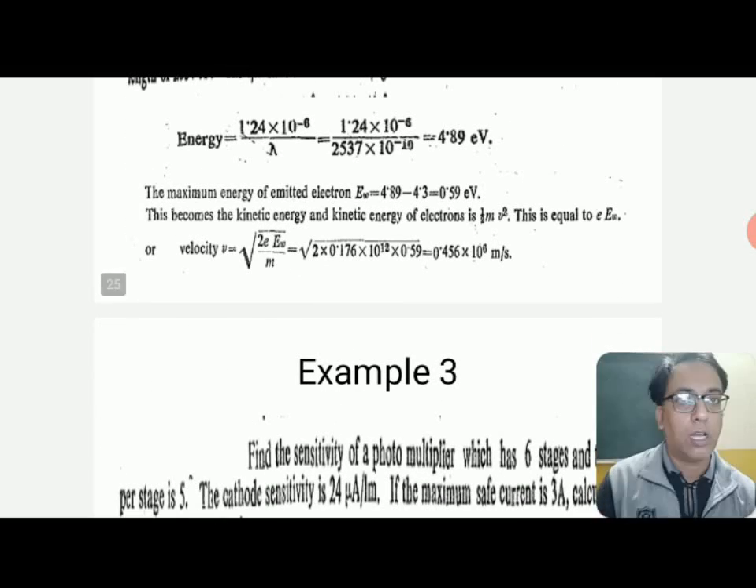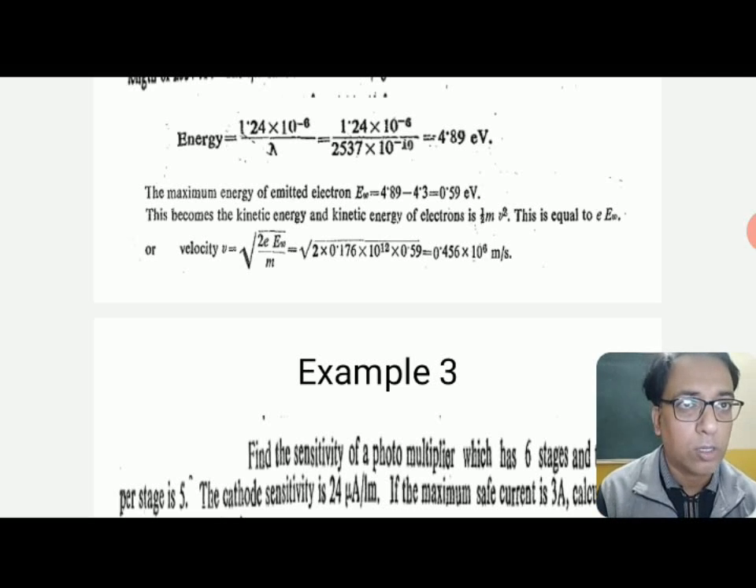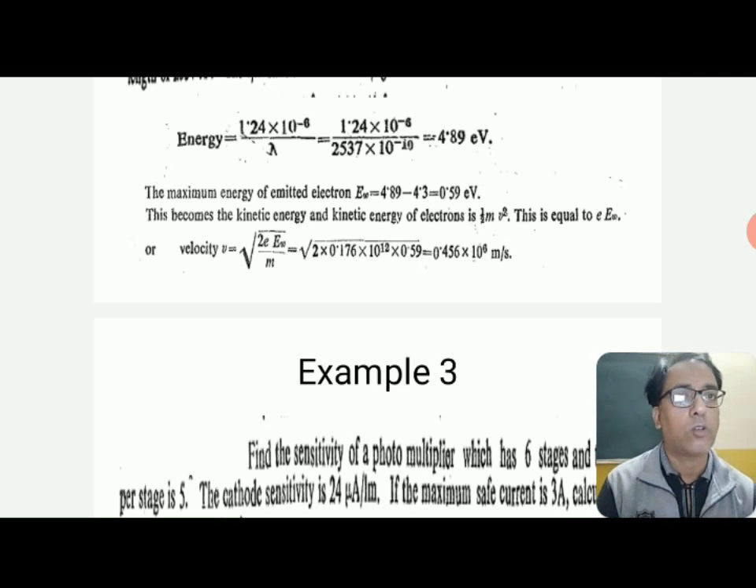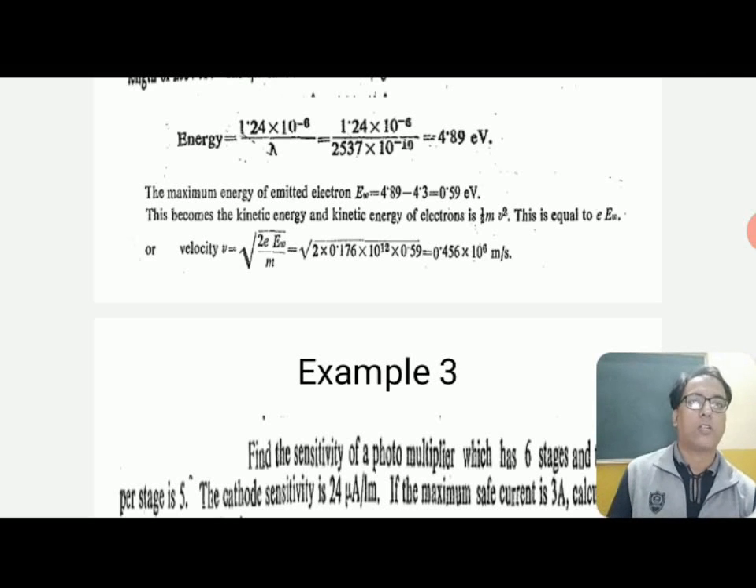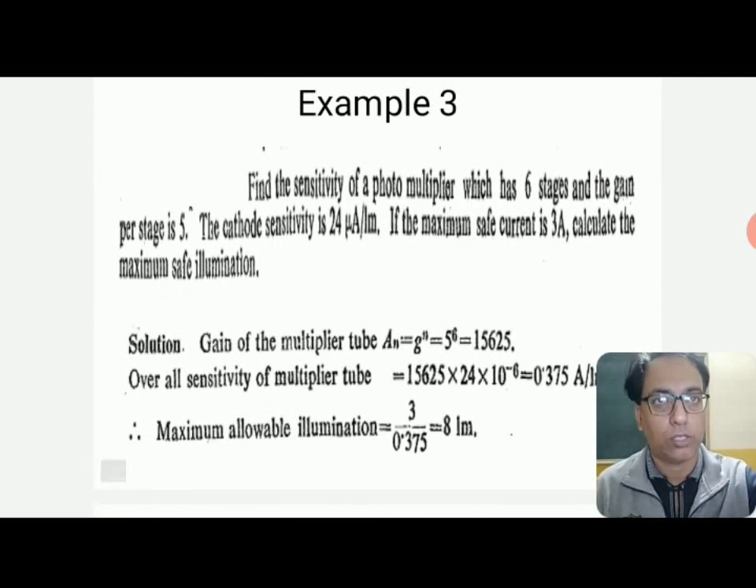This will give you the velocity as under root 2e into energy, that is photo energy, upon m, and the e by m ratio is already given in the question. You can use that: 2 into 0.176 into 10 power 12 into 0.59, which gives out to be 0.456 into 10 power 6 meter per second. Now let us move to the next question.